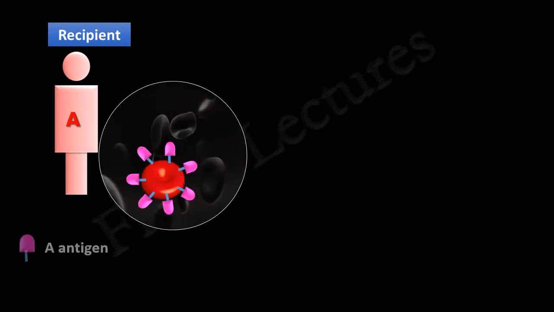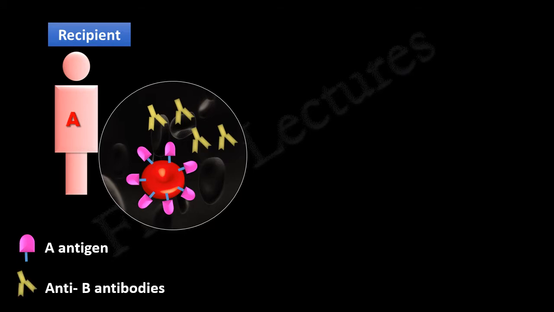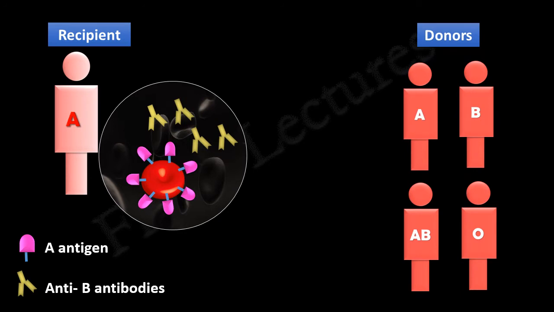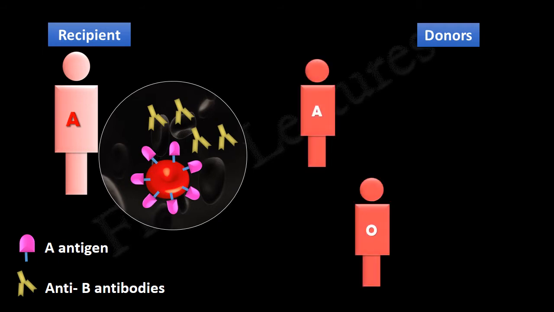Suppose we have a patient or recipient whose blood type is A. This means antigens present on his RBCs are A antigens, and the plasma of this patient has anti-B antibodies. Now, we have 4 donors with blood type A, B, AB and O. Donors with blood group A and O can donate blood to the recipient.